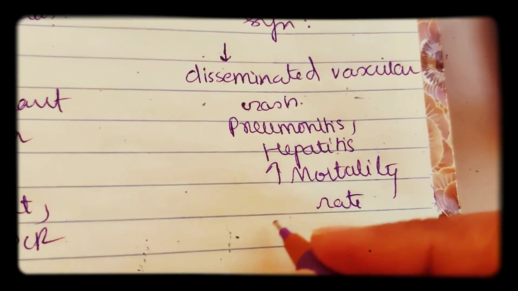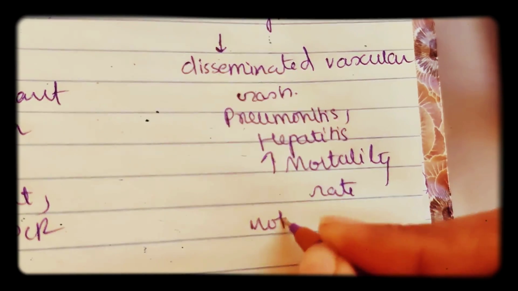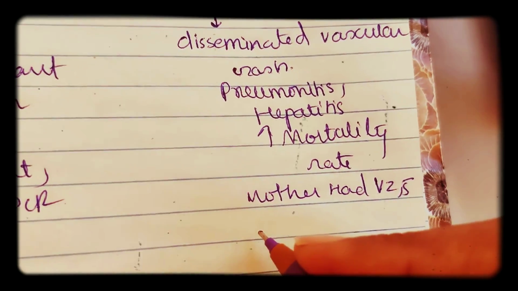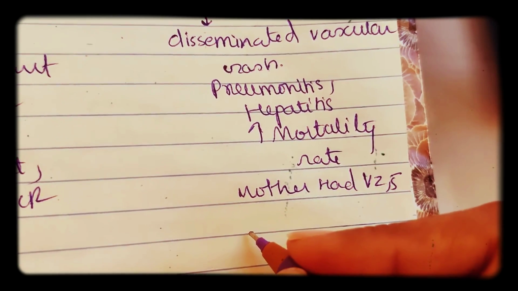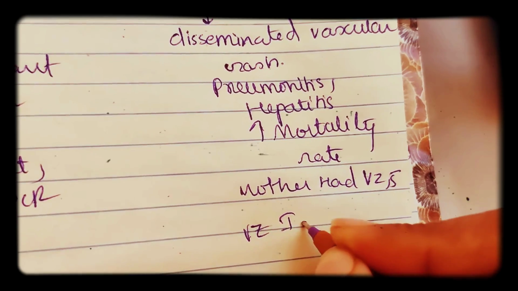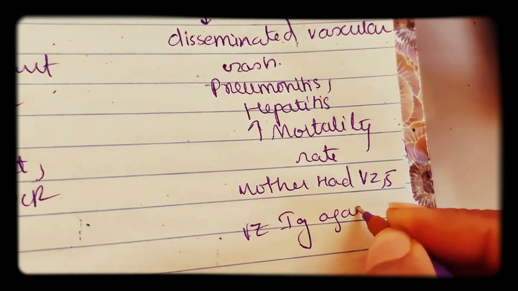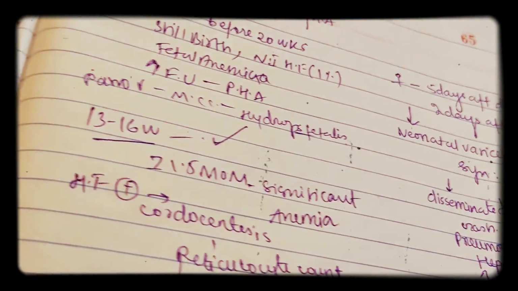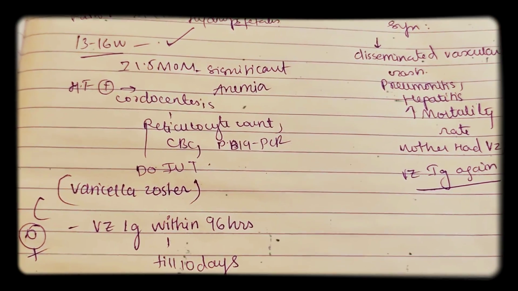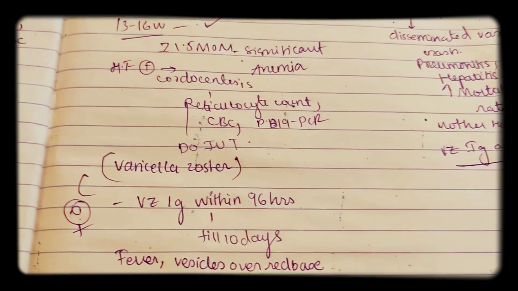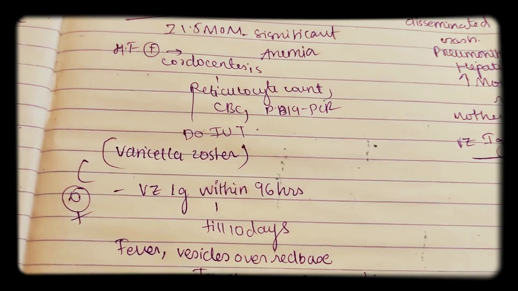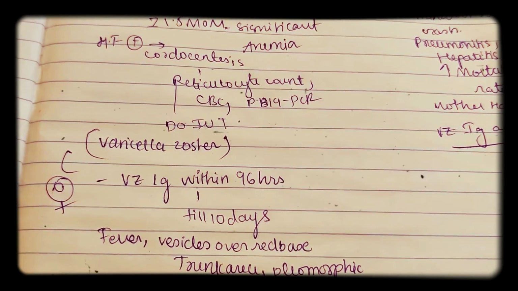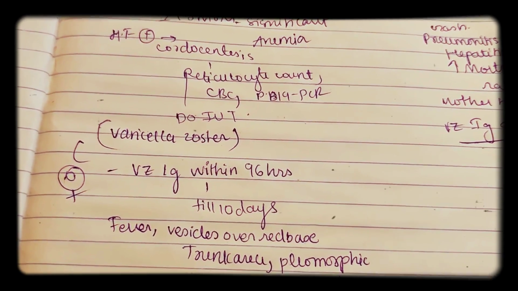And next, in all newborns whose mothers have varicella zoster 5 days before and 2 days after delivery, we need to give VZ immunoglobulin again. So even after 96 hours we give, and even after delivery, if the mother is still having this varicella zoster, then we will give immunoglobulin again, either 5 days before or 2 days after delivery. So by this we completed varicella zoster. Next we'll start with malaria in pregnancy and HIV in pregnancy.